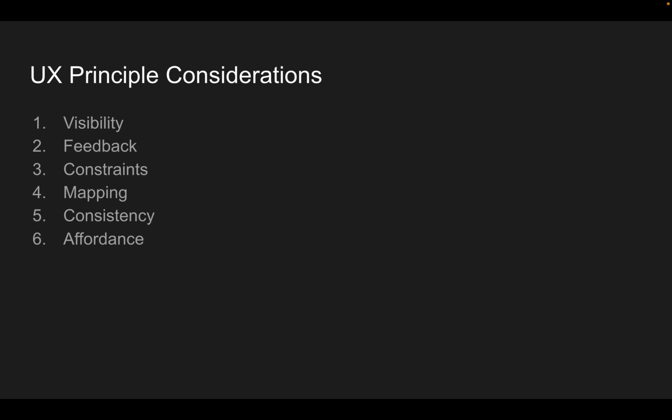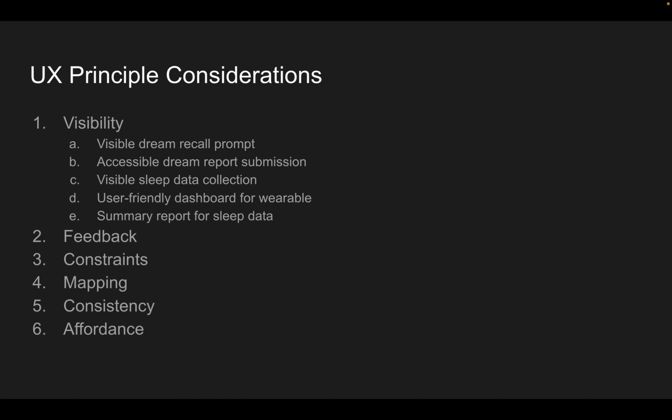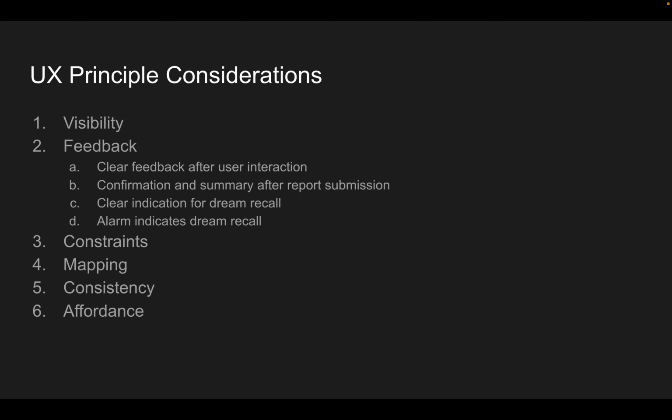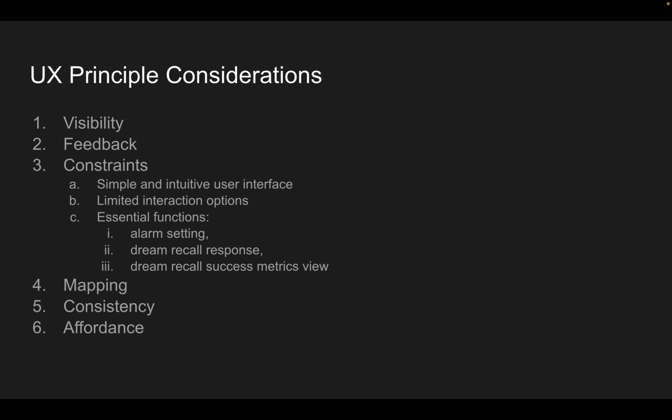And so the 6 principles of UX and the way they map to this product include visibility. So, the dream recall prompt needs to be made apparent to the user. Submission needs to be accessible. Sleep data should be visible. The dashboard should be user friendly, and the summary report should be available to the user. The user should be able to provide feedback, confirm and summarize after their dream reports, indicate that they're able to recall their dreams and experience the alarm that wakes them up to recall their dreams.